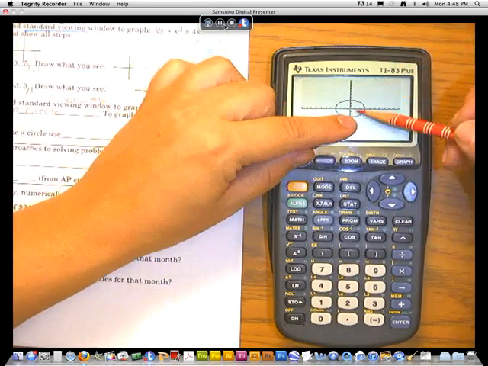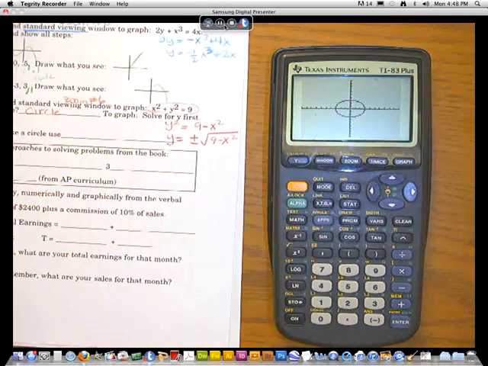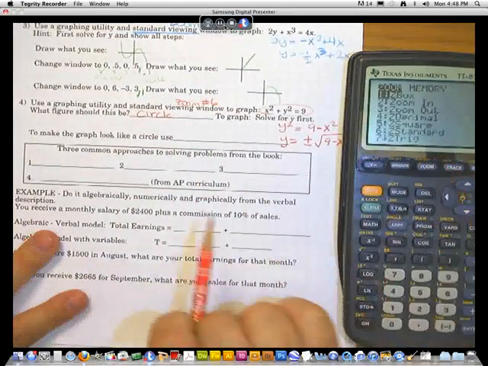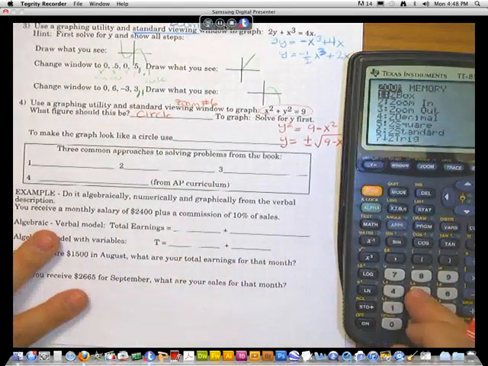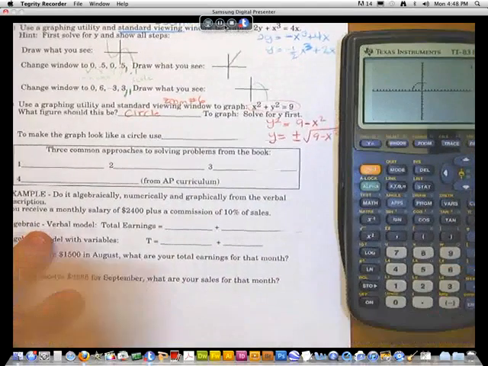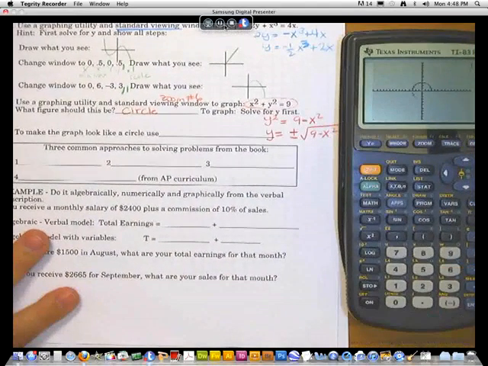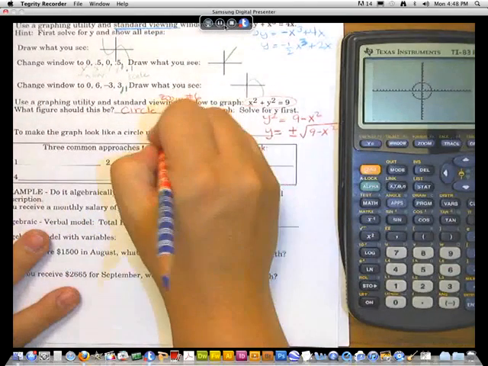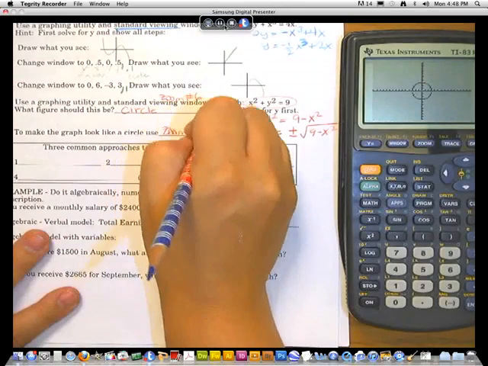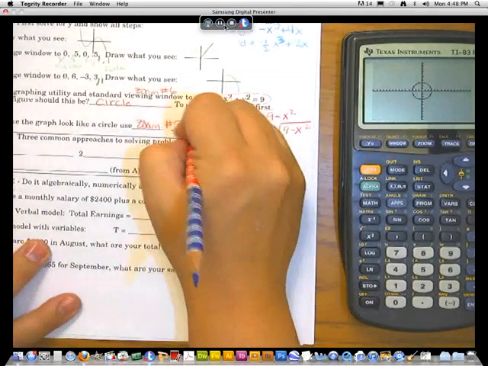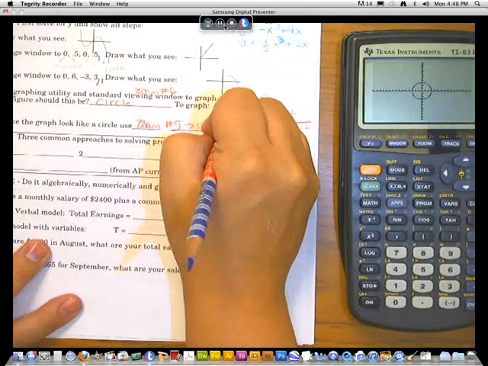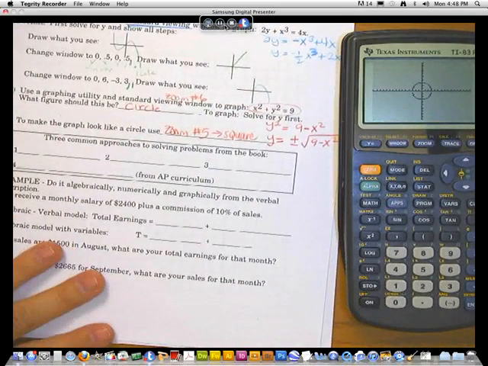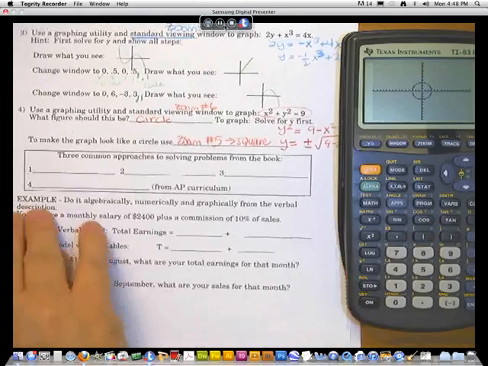So if we want to see its true shape, we need to go to Zoom Square, number 5. Now we see its true shape. So to make the graph look like a circle, we're going to use Zoom number 5, the square grid. That way we see that it is truly a circle and it is not an ellipse.